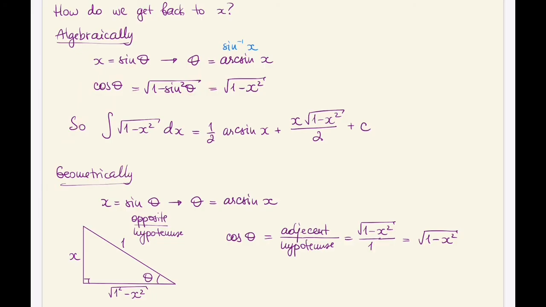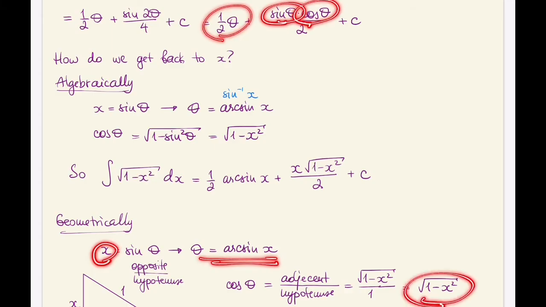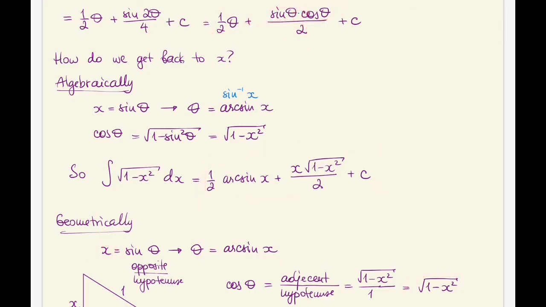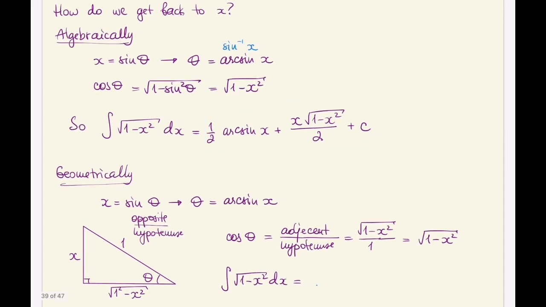So in the end, my answer for the integral of the square root of 1 minus x squared dx is, as before, 1/2 theta, which is 1/2 of arcsine x, plus sine theta, which is just x, times cosine theta, which is the root of 1 minus x squared, divided by 2 plus a constant. So both times I end up with the exact same formula. So let me just take this, copy it over, and I can insert the exact same expression here because it ends up being exactly the same.